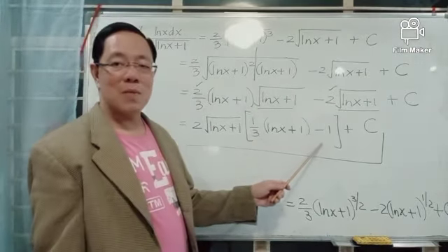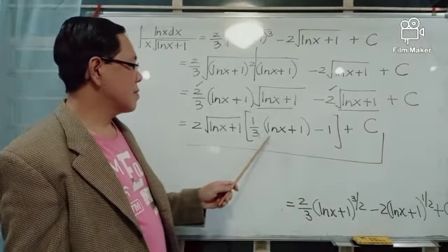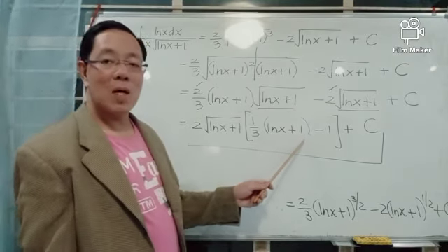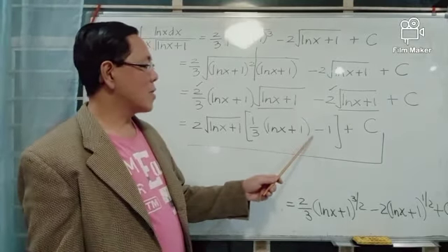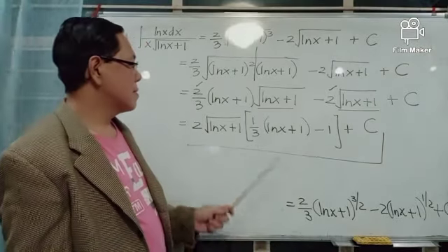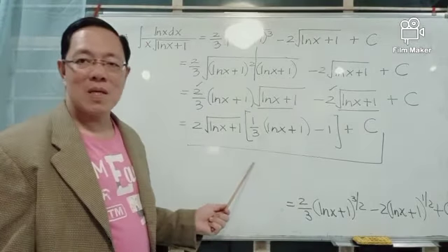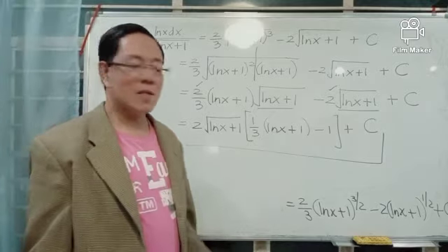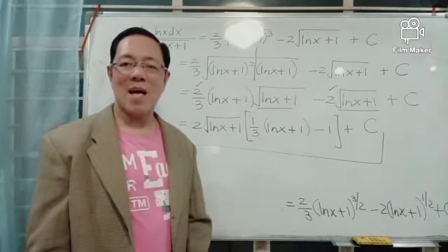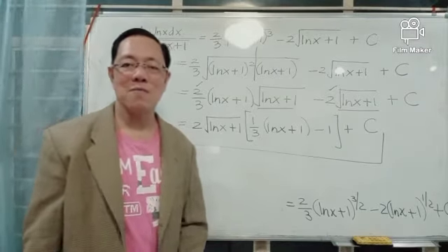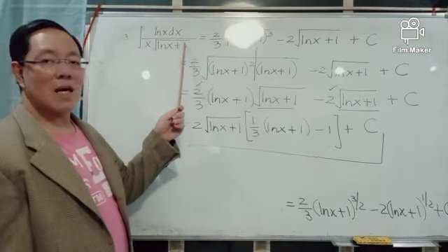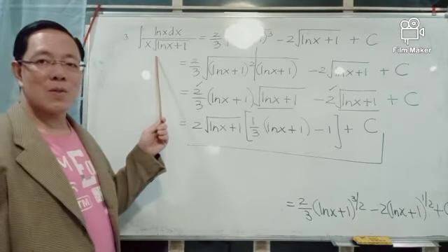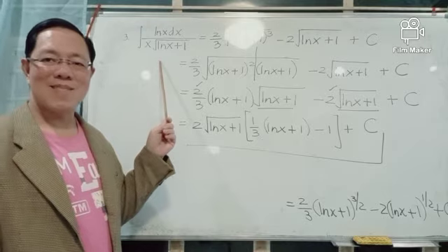This can still be simplified by multiplying 1/3 by 1, and you add 1/3 minus 1. But this is already acceptable as the answer for the integral of ln x dx over x times the root of ln x plus 1.